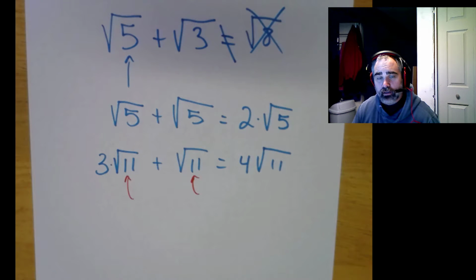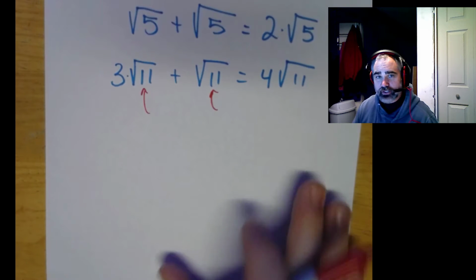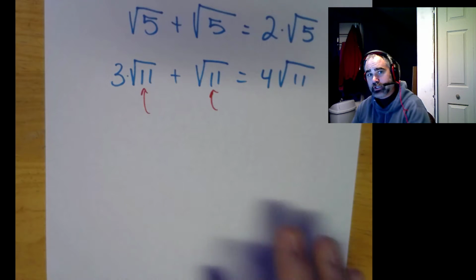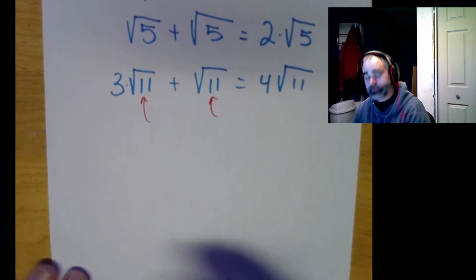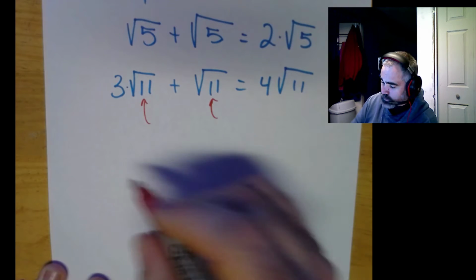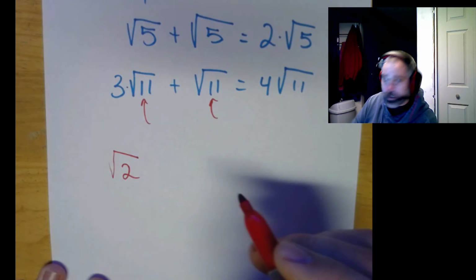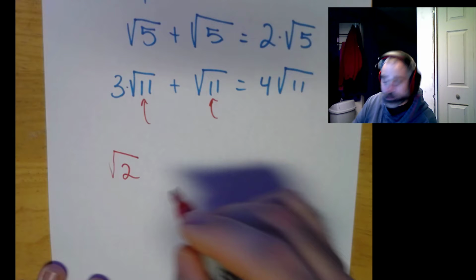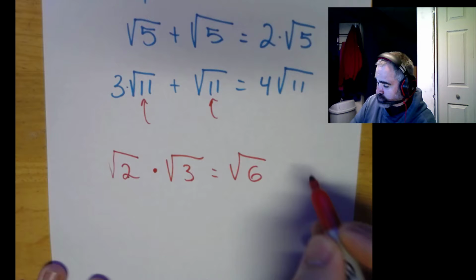There are other things you can do with them, though. There are a few things that you can do with square roots that are legal. You can multiply square roots together. So, for example, I could take the square root of 2, another irrational number, and multiply it times the square root of 3, and that will equal the square root of 2 times 3. So you can multiply them. That's good.